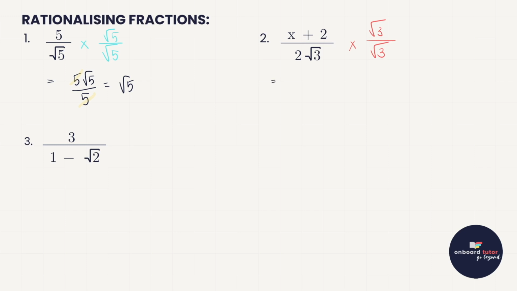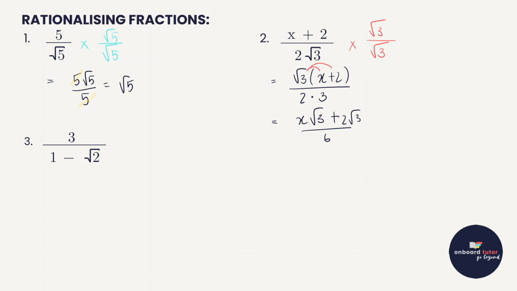So let's have a look at what's going to happen now as I bring these two fractions together. We're going to end up with root of 3 multiplied by the numerator there, over 2 times root of 3 times root of 3 is just 3. So that's going to then be, let's multiply this in, x root 3 plus 2 root 3 over 6 as our rationalized answer.